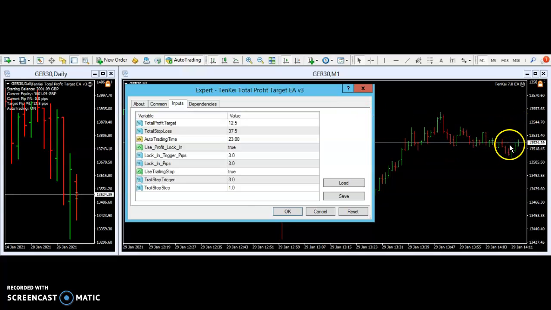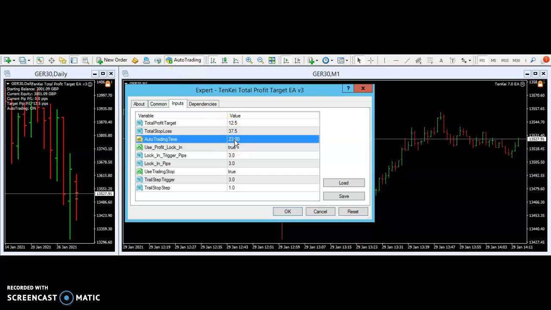You can say, okay, manually trade, I'm going to buy, and then once your profit target is hit, if it happens to be 12.5 points from here to there, right, from the top here to there, that means it will shut this down and all trades will be closed. That's it. So the auto trading time is a time that you would like the ball to start rolling. You'd like auto trading to be on.